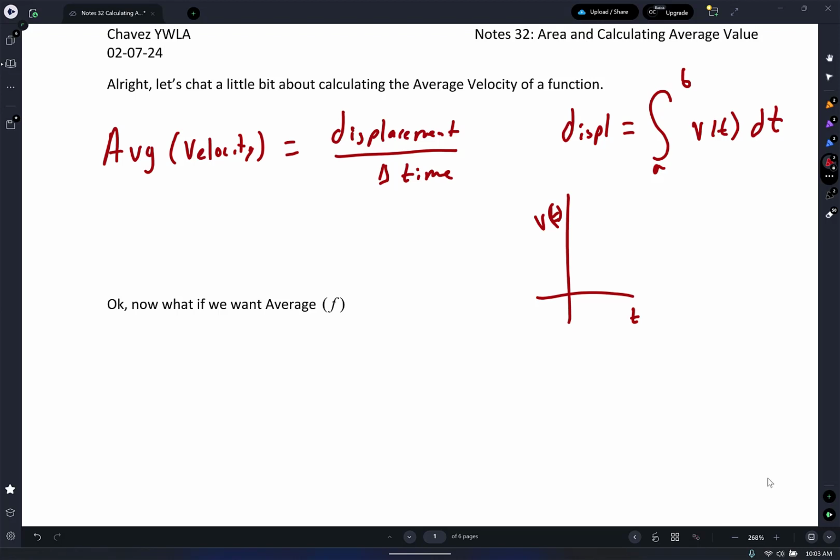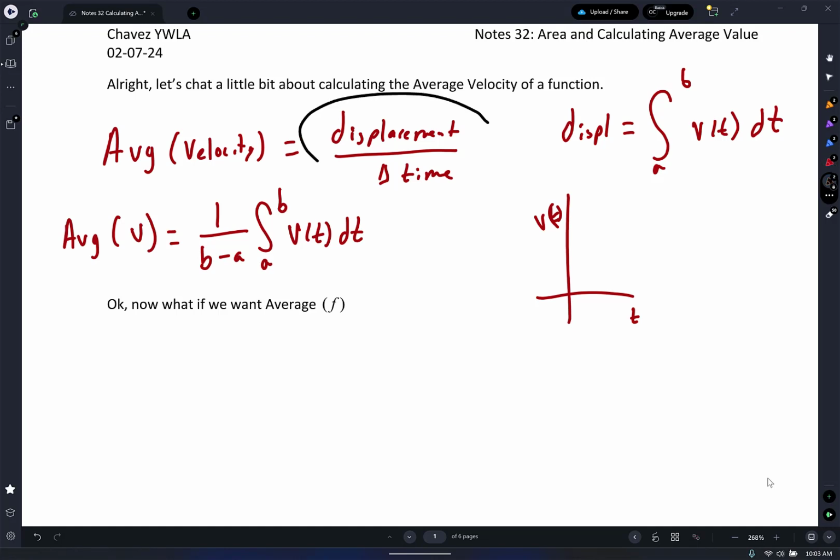If I put absolute value on the velocity, then that displacement turns into distance. So here's how you find average velocity with calculus. Usually they write it like this: 1 over b minus a, integral from a to b of v of t dt. Relax. You're not a robot. This is the same as this.